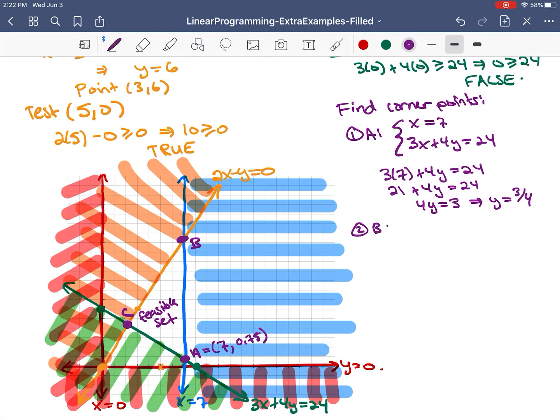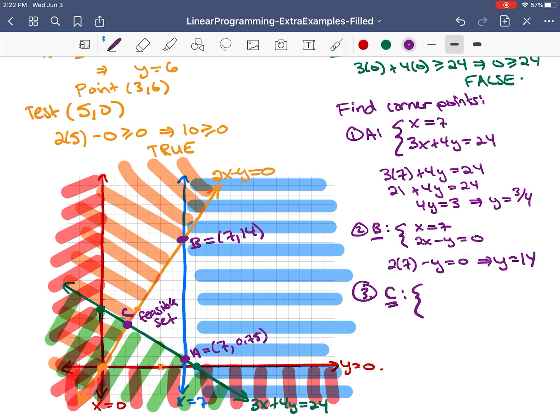For B, again, we have x equals 7, but this time we're on the orange line, so I have 2x minus y is equal to 0. If I plug 7 in, 2 times 7 minus y equals 0. That tells me that y has to be 14. So the coordinates here are 7, 14.